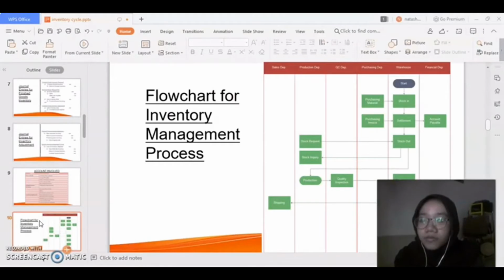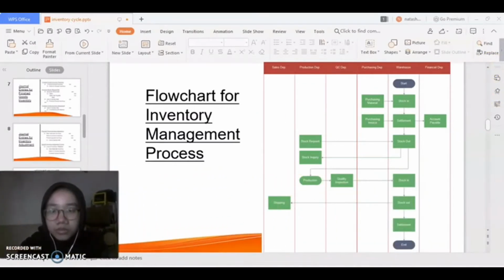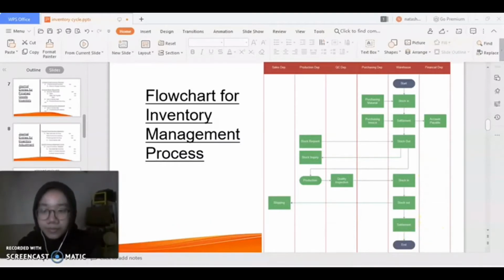And then the flowchart for the inventory management process. So for the first one, start. The stock comes in from the purchasing of material in the purchasing department, and then the settlement payable. Stock goes out when there is a stock request, stock in, and then goes to production. Quality goes out and goes to shipping. End of the flowchart for the inventory management process.